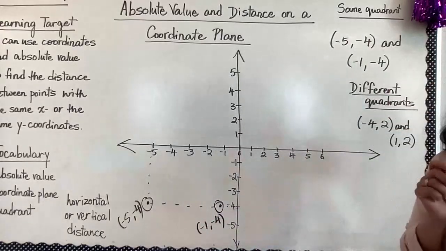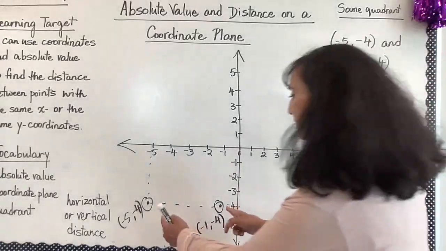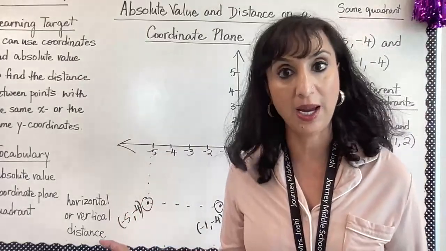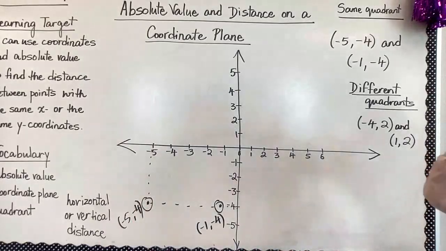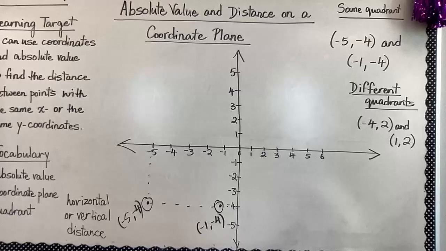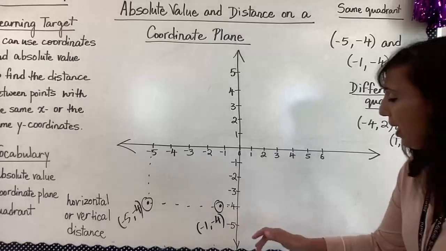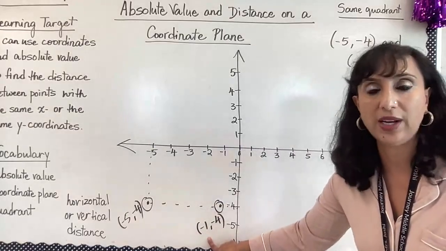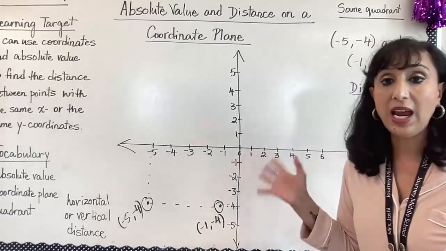So now what I'm trying to see is the distance between these two ordered pairs, and both of them are falling in the same quadrant, as you can see. When two points are in the same quadrant and they have the same y coordinate, all I'm going to do is subtract the absolute values of the x coordinates to find the distance between the two points. Look, the y coordinates are the same, so I'm going to subtract the values of the x coordinates.